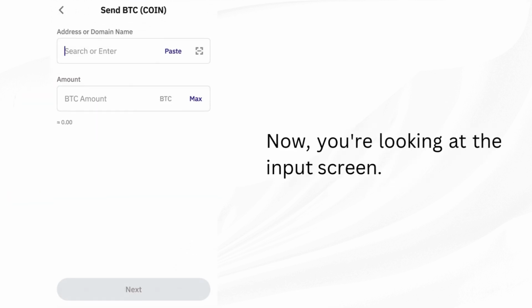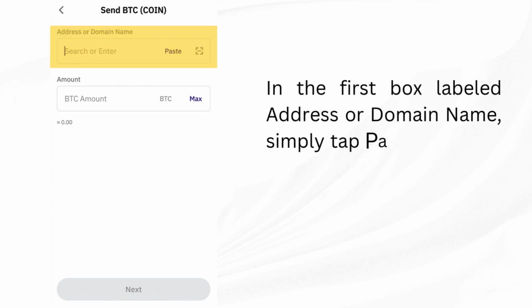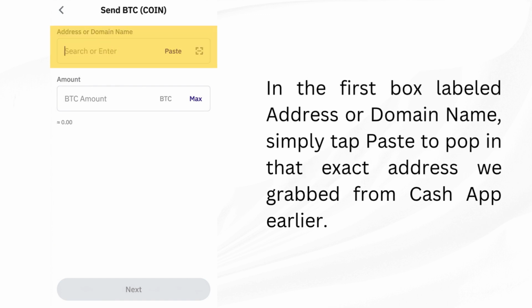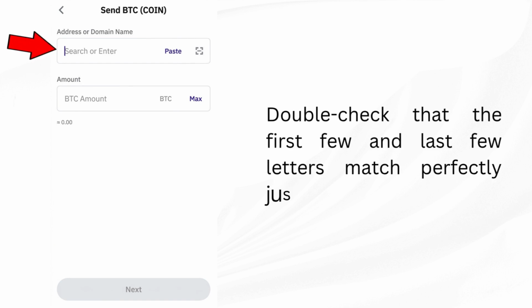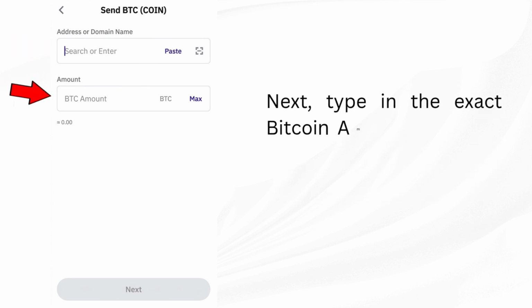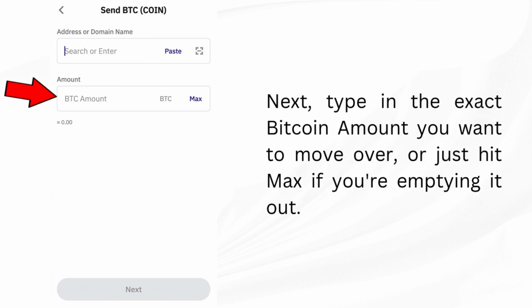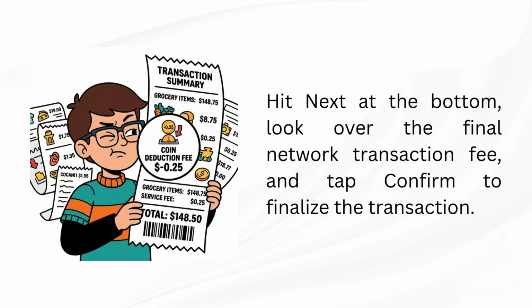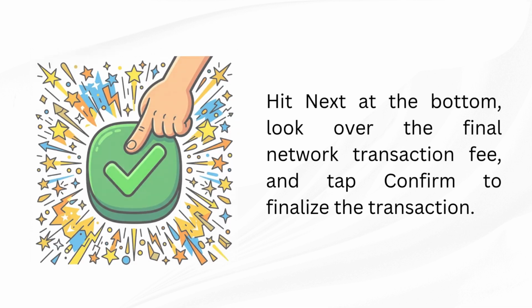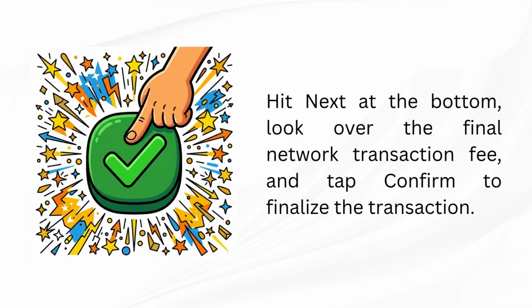Now you're looking at the input screen. In the first box labeled Address or Domain Name, simply tap Paste to pop in that exact address we grabbed from Cash App earlier. Double-check that the first few and last few letters match perfectly just to be absolutely safe. Next, type in the exact Bitcoin amount you want to move over, or just hit Max if you're emptying it out. Hit Next at the bottom, look over the final network transaction fee, and tap Confirm to finalize the transaction.